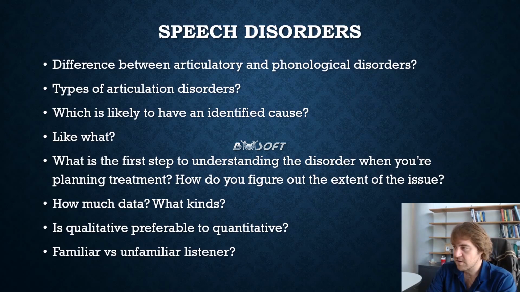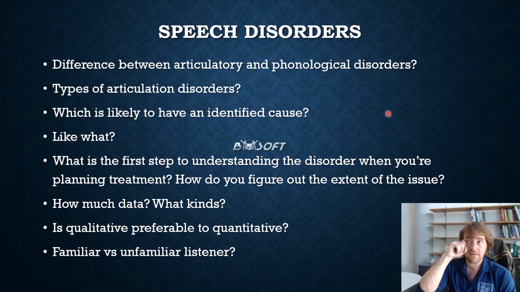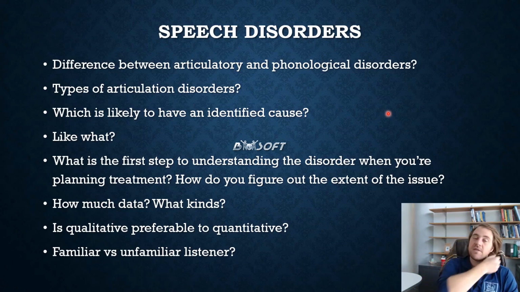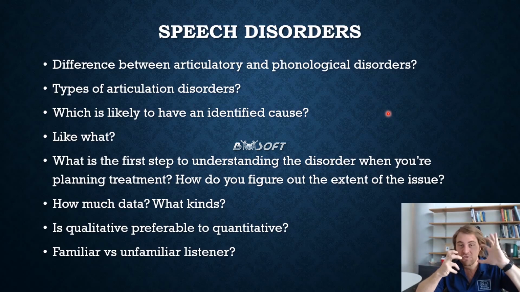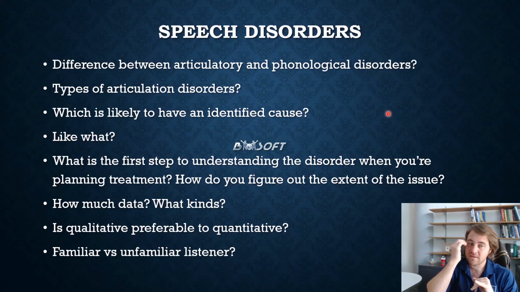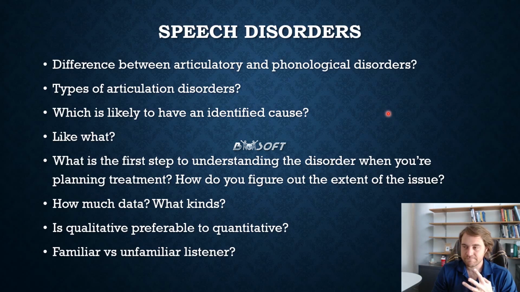An articulatory disorder is going to be a problem with the actual effectors, the speech effectors. Maybe there's muscular weakness. Maybe there is an inability to say certain sounds. So like cleft palate, you can't say p and b, so you just can't say them. You'd have to substitute in another letter.